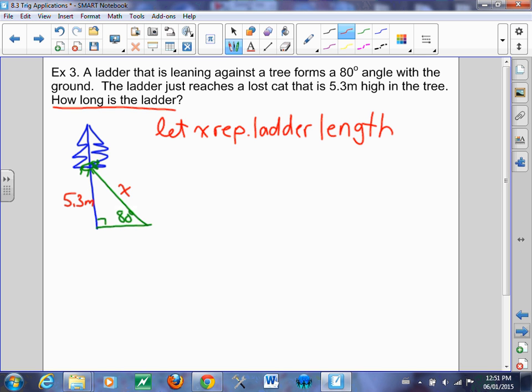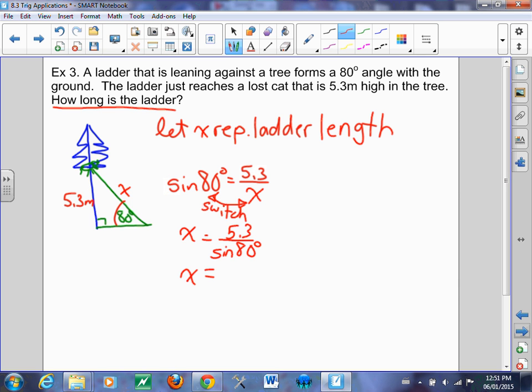All right. So taking a look, folks, the 80 degrees becomes our angle of reference. What two sides do we have? We have the opposite and the hypotenuse. So according to SOHCAHTOA, that's your sine ratio. So sine of 80 degrees equals the opposite side, which is 5.3, divided by your hypotenuse, which is x. X is on the bottom, so we're going to do the switch. So it's going to be x equals 5.3 divided by sine of 80 degrees. So x equals 5.4 meters after you plug in your calculator.